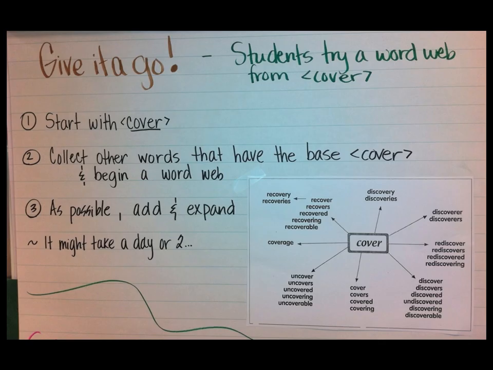From there, giving students a go at this, giving them an opportunity to create their own webs. The example that Melvin provides that has a large web that has a lot of words that can kind of come off it is the word cover, C-O-V-E-R. And of course, you start with the word cover, you collect other words that have the base, start your word web, and then add and expand it. He mentions that it may take a day or two to create the web, but it's also important that webs are available to kids to add to over time, and I'll speak more about that in just a second.